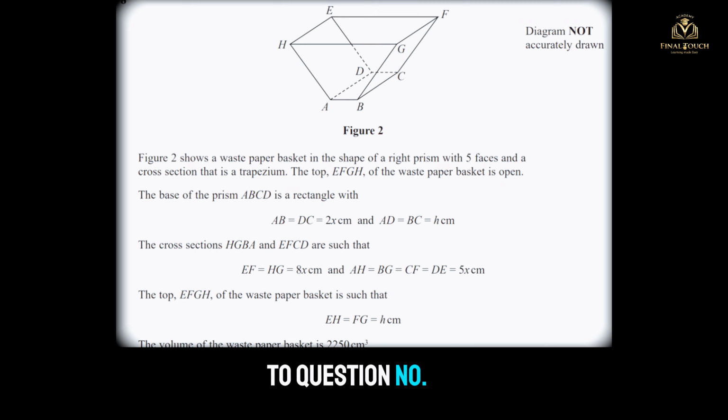So coming on to question number 8, we have this three-dimensional figure. From the cross section, we can check that it is a trapezium. If we were to read the question out, it tells us figure 2 shows a waste paper basket in the shape of a right prism with 5 faces and a cross section that is a trapezium. As was mentioned already, the cross section is a trapezium.